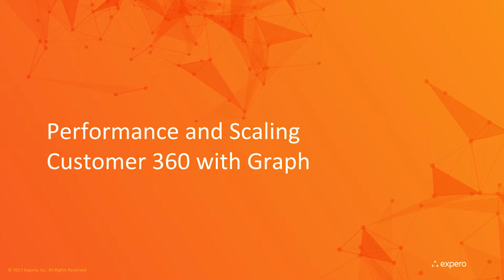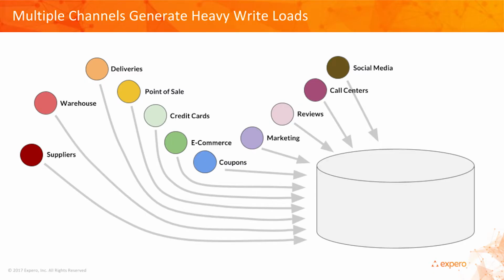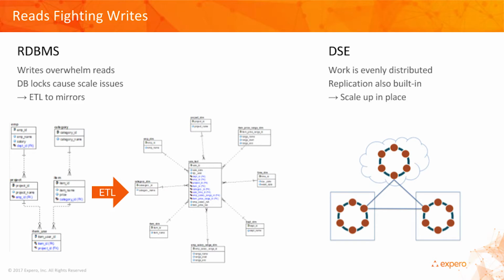The last benefit that we're going to talk about with using graph for Customer 360 is performance and scaling. Going back to our counterexample, if you were not using graph for Customer 360, you might be writing to a set of data silos or a particular data warehouse, and you're gathering information from multiple sources. Each of those touch points represents a different record. Those touch points can generate high write loads that can cause problems for traditional relational systems. You may have writes fighting your reads.